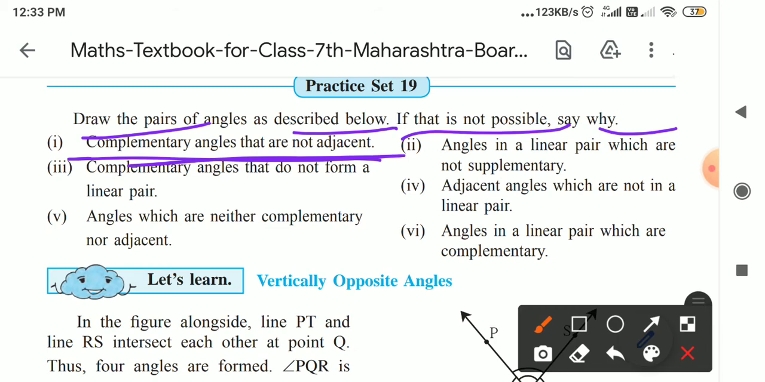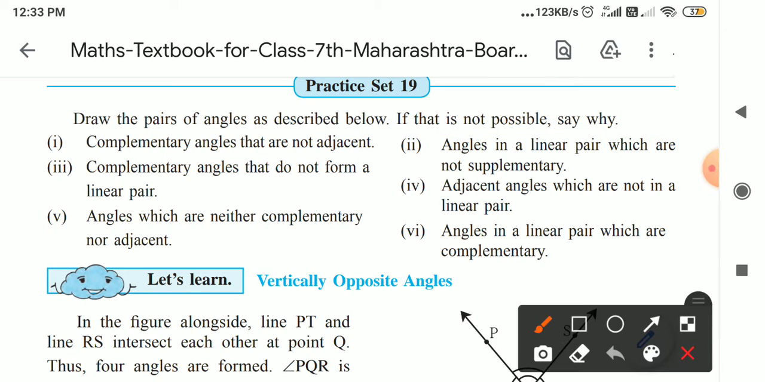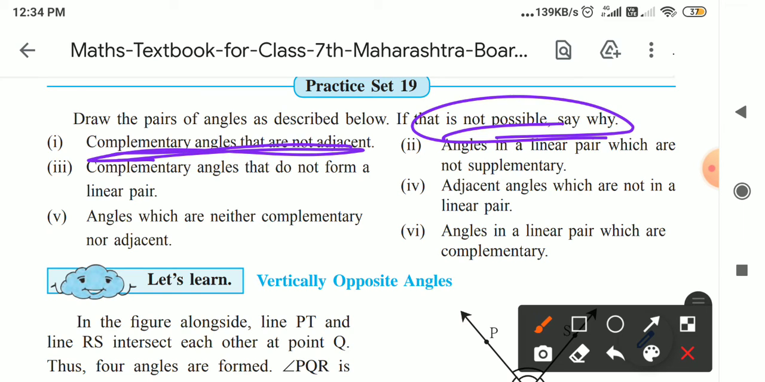For example, if the statement is that complementary angles are not adjacent, complementary angles are adjacent also. So why? If it is not possible, they are asking the reason. If it is possible, it is not necessary to write the reason.